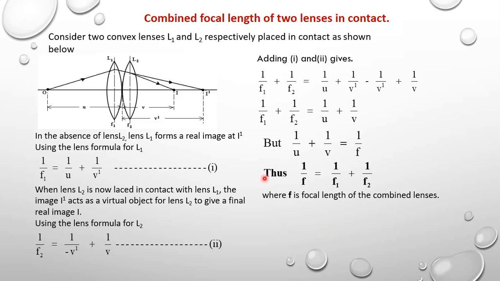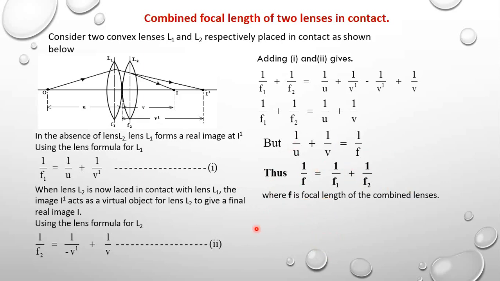So this equation is very important for us. We shall be using it in the examples. We need to make a note here that this formula works for any two lenses in contact. It can be a converging lens and a converging lens, or a converging lens with a diverging lens, or a diverging lens with another diverging lens. As long as we have two lenses in contact, we can use this formula.